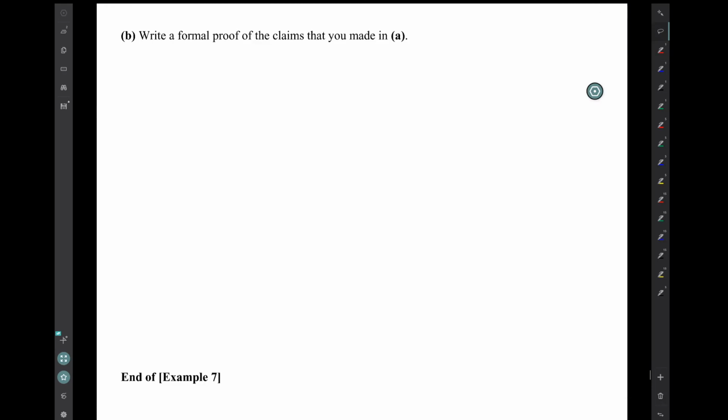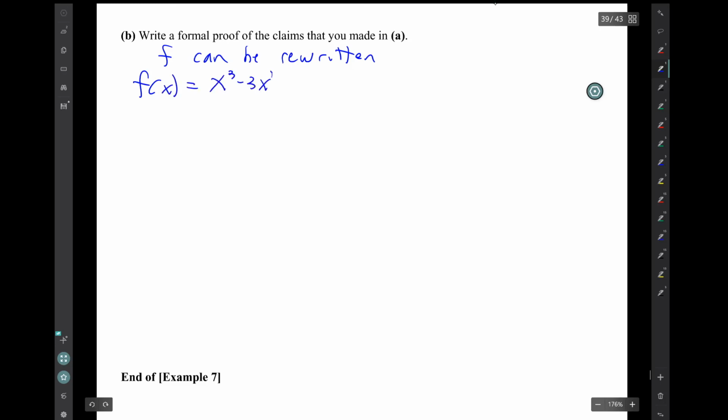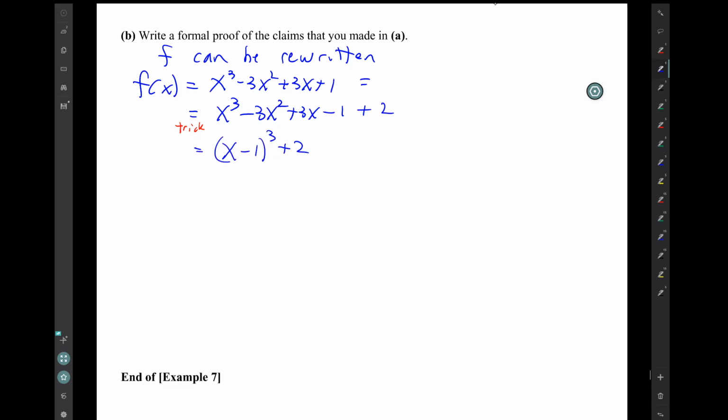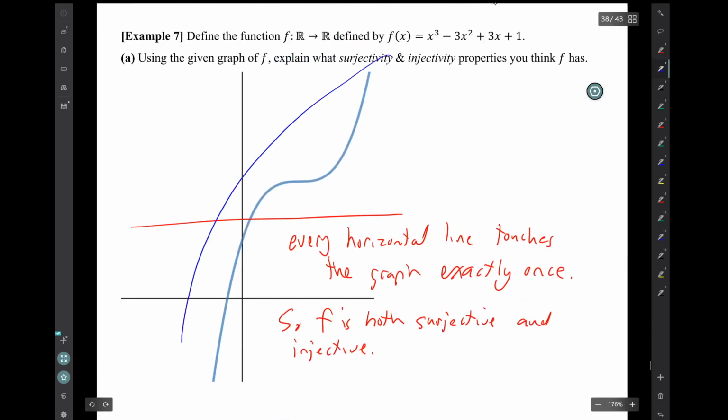Well, notice that f can be rewritten. So f of x equals x cubed minus 3x squared plus 3x plus 1. That is actually x cubed minus 3x squared plus 3x. So this is a trick, being able to do that. And what that is, is (x minus 1) cubed plus 2. So you can see that this graph is a standard cubic graph that's been moved over to the right 2 units and up 1 unit.